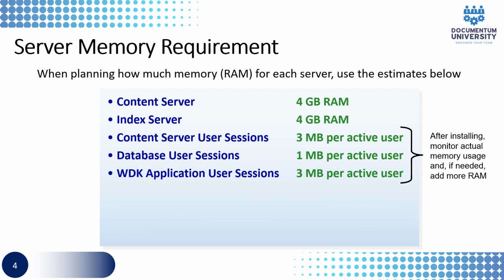Server memory requirement. When planning how much memory RAM is required for each server, it is important to use the estimates below. For the content server, we recommend allocating 4 GB of RAM. For the index server, we recommend allocating 4 GB of RAM. It is recommended to allocate 3 MB of RAM for each active user session on the content server and 1 MB of RAM for each active user session on the database server. For the WDK application, it is recommended to allocate 3 MB of RAM for each active user session.